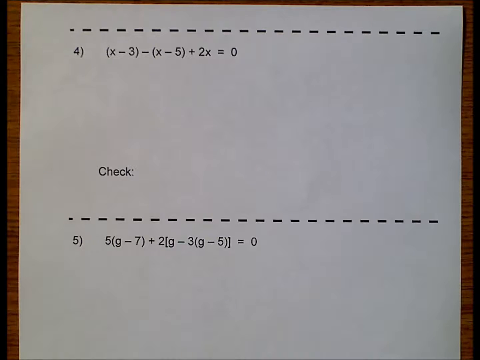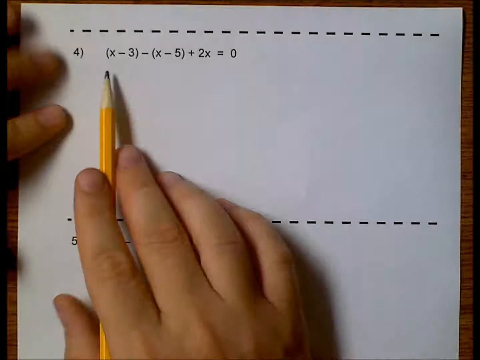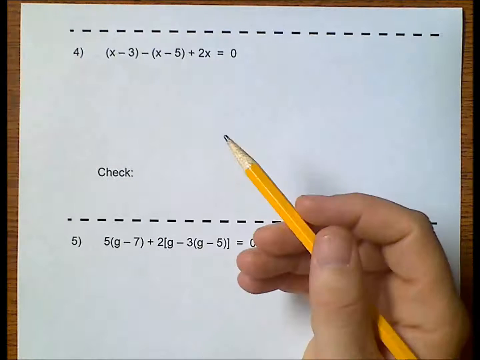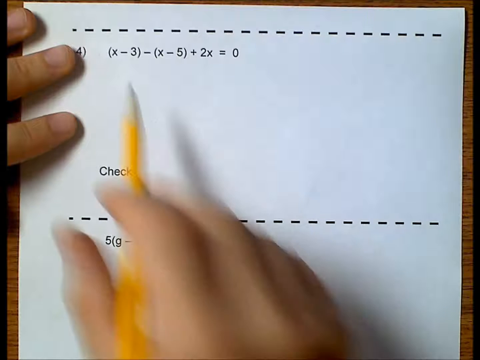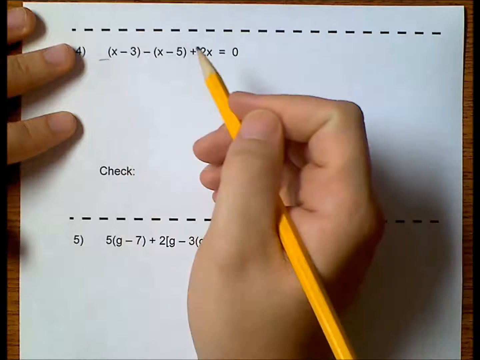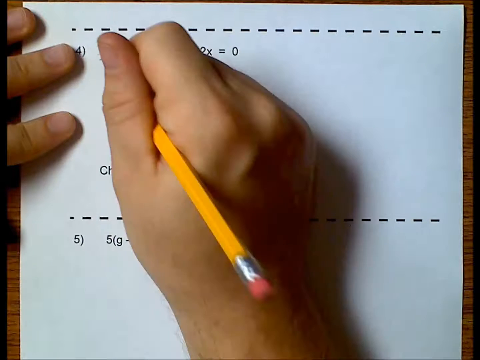Now, for example 4, we have a bunch of parentheses that we need to go ahead and figure out what to do with. Notice there is nothing here in front of these parentheses. That means that we can just ignore them.